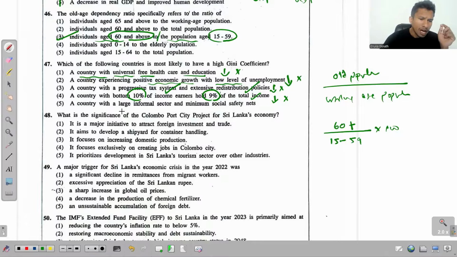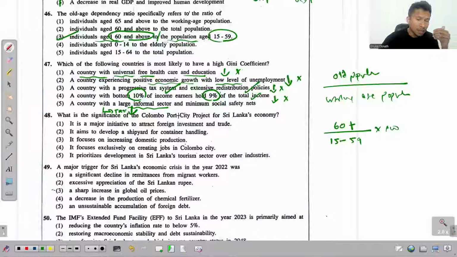Fifth one, country with a large informal sector. Informal means there is no supervision, it is not regulated, no transaction is recorded. Because of that, the country has a lower tax, right? Tax is lower. Tax income is lower.